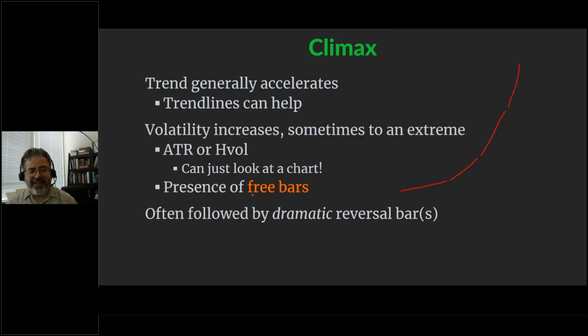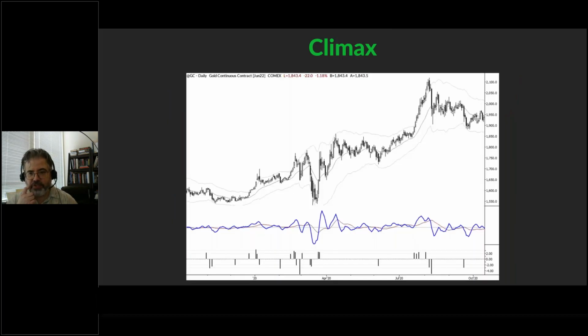One of the other things that is important to notice when it happens is free bars. And do know that climaxes are often followed by dramatic reversals. Here's what it looks like on a chart.